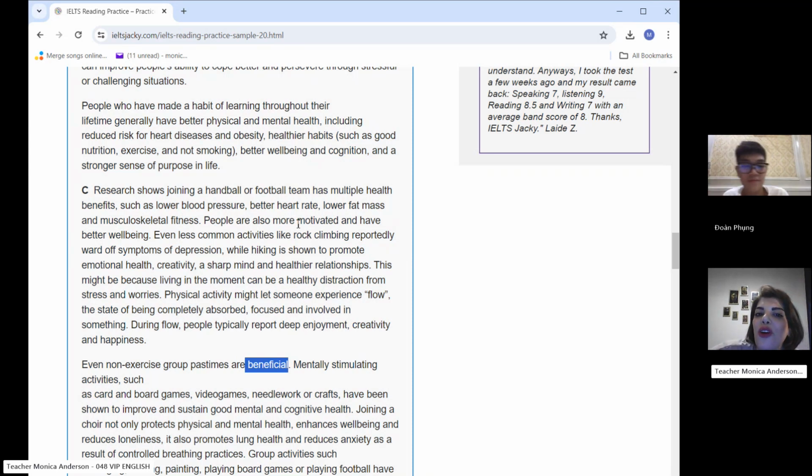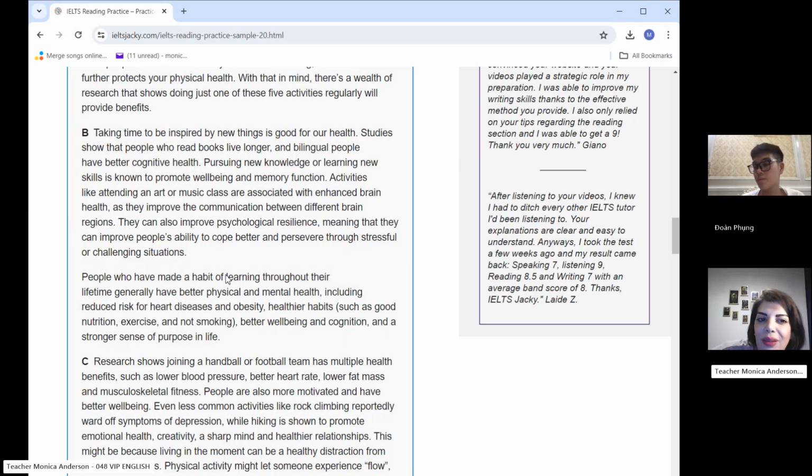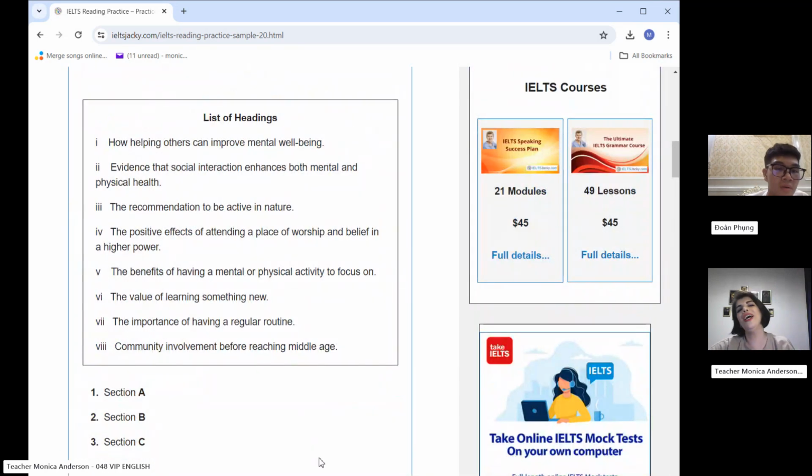People are also more motivated and have better well-being. So mental. Okay. So even less common activities like rock climbing reportedly ward off symptoms of depression. So it's about the benefits of having a mental or physical activity to focus on. Perfect. That's it. Okay, the next one.